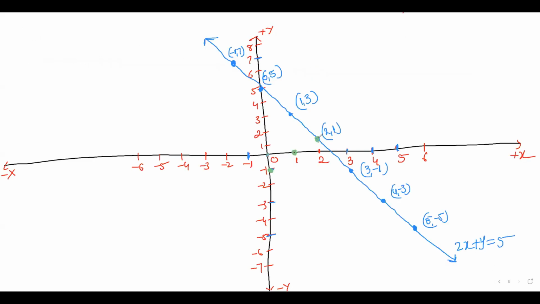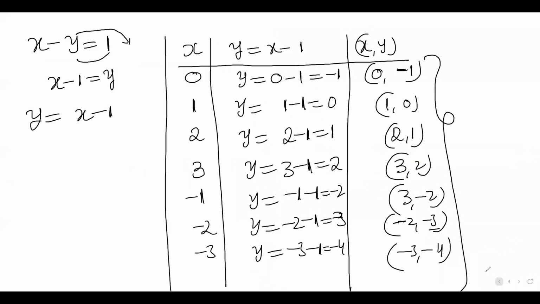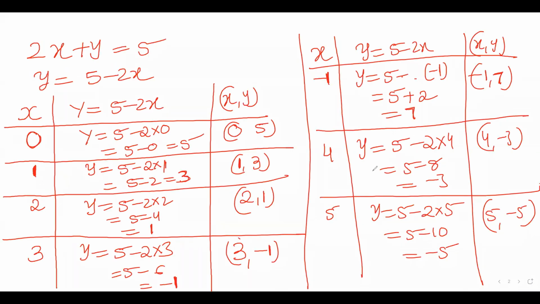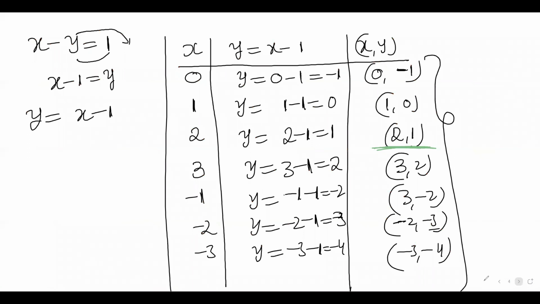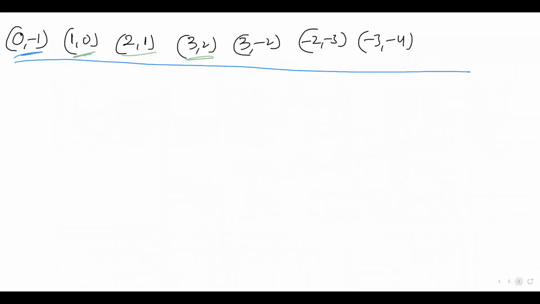2 comma 1 is the common point. Both lines are intersecting at 2 comma 1. So I'm going to keep a star mark over here. Both lines are cutting each other at 2 comma 1. If you see the table, you will have 2 comma 1 in the second line, and you will also have 2 comma 1 in the first line. This is the point where both the lines are meeting. Next point is 3 comma 2.